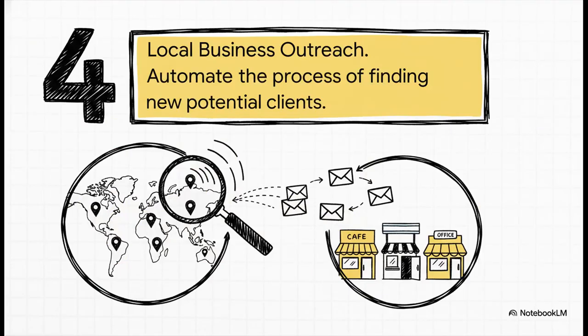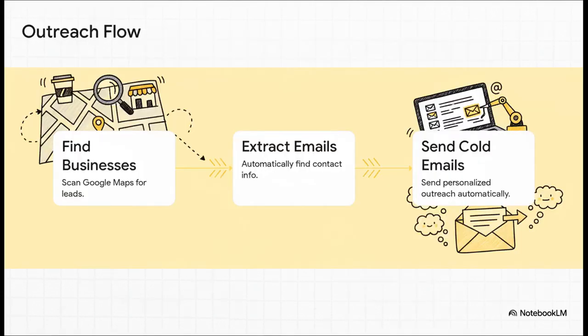And the last module is built for all the freelancers, agencies, and B2B sales folks out there. It's all about automating that super tedious process of finding and reaching out to potential new clients. And this process is just wow. It scans Google Maps for businesses in whatever niche you're targeting, it pulls their contact emails automatically, and then it uses AI to write and send personalized cold emails. It's basically a lead generation machine that does all the boring grunt work for you.